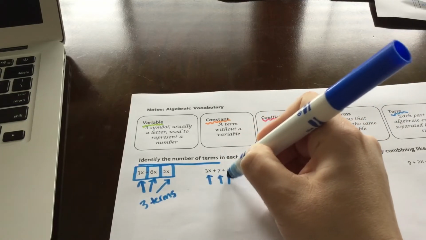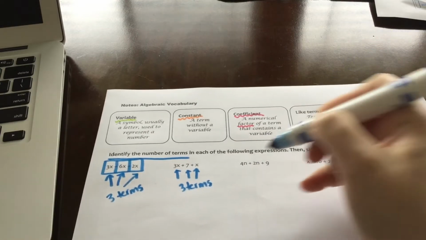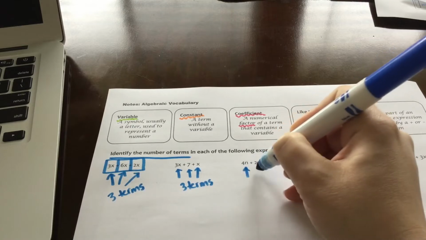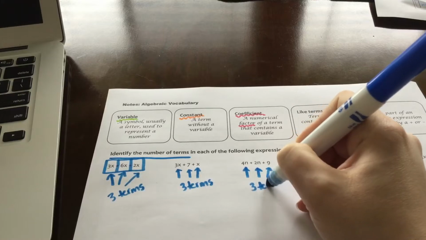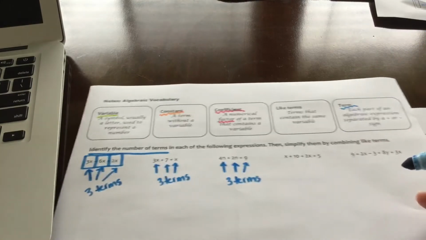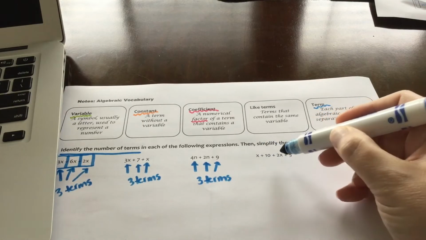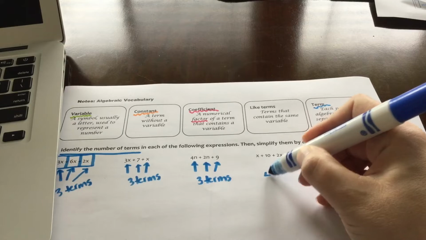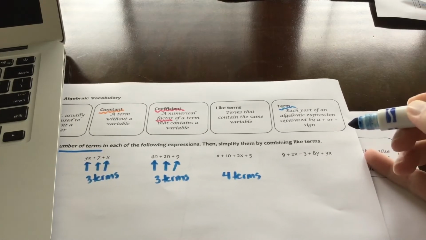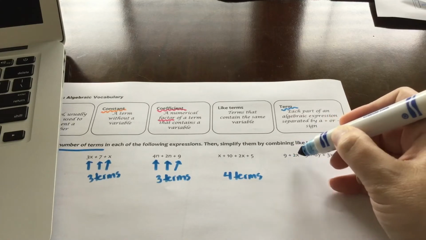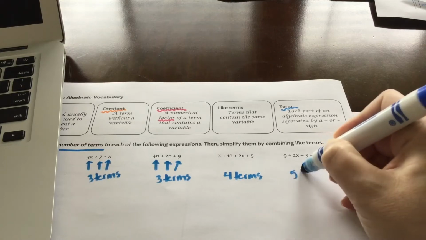3x, a 7, and an x. This also has 3 terms. 4n, 2n, and 9. This expression has 4 terms, the x, the 10, the 2x, and the 5. And this expression has 5 terms, the 9, the 2x, the 3, the 8y, the 3x.